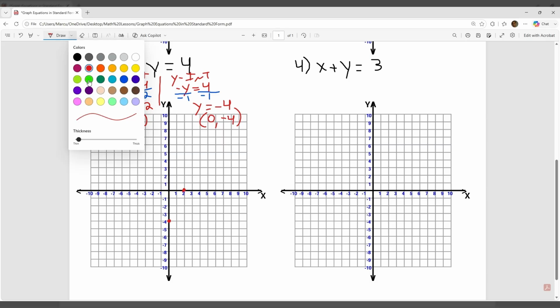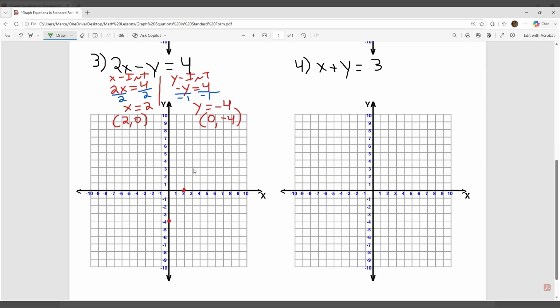Okay, changing the colors here. So you connect the 2 points. And again, do not forget to draw your arrow. Please stop the video and try question number 4.